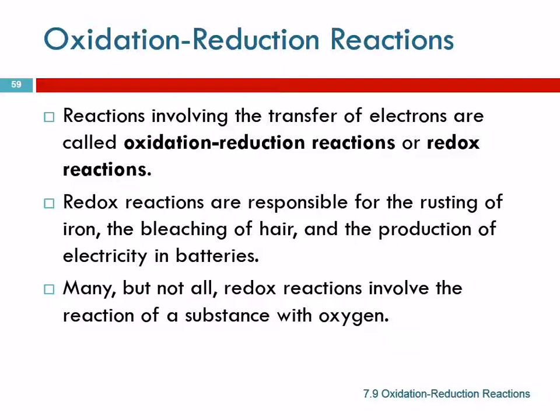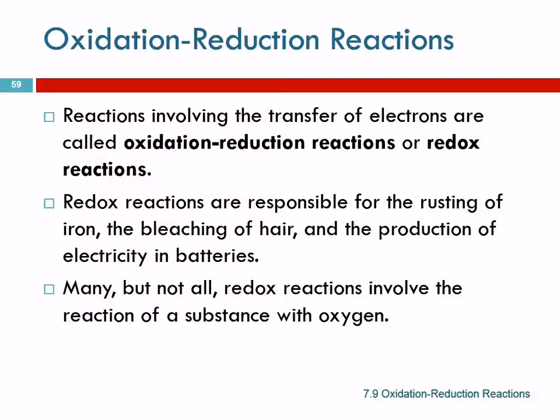So redox reactions are very common. You use them in your everyday life. Anybody using a battery today of any sort? Do you have a cell phone? You have redox reactions occurring inside your cell phone in your pocket. The production of electricity in a battery involves oxidation-reduction reactions.